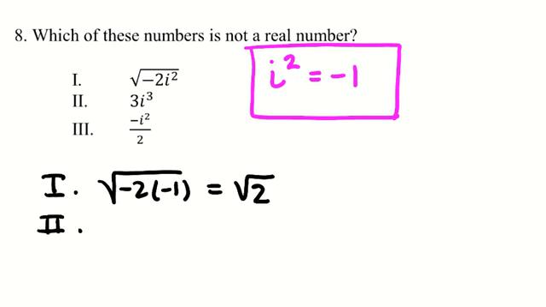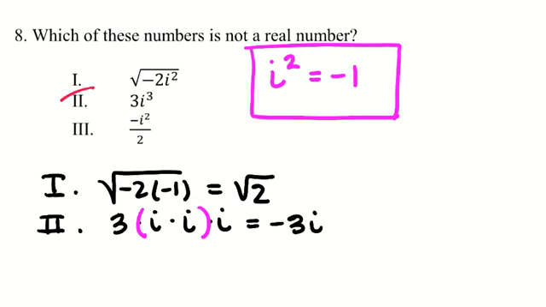Roman numeral 2, 3i to the third is 3 times i times i times i. Well, i squared is negative 1, and that would mean that I have negative 3i. That is not a real number. Okay, so I'm just going to go ahead and preemptively say 2 is not a real number.